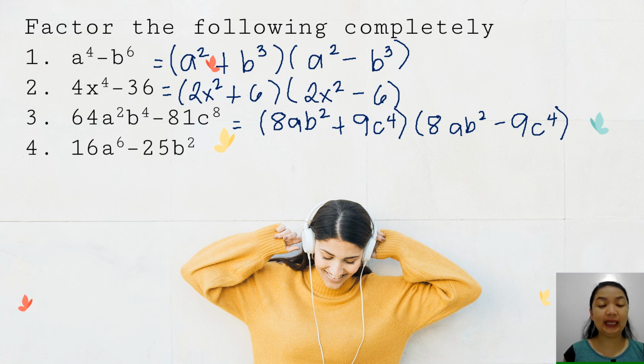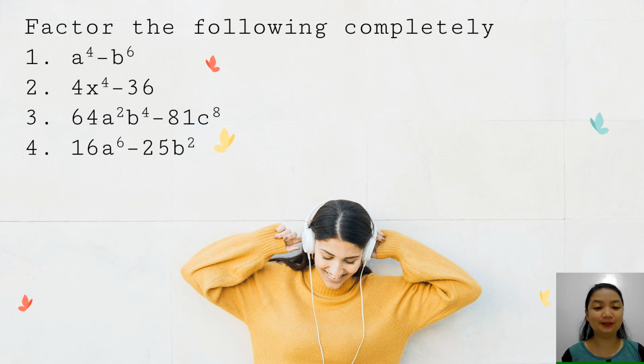How about 16a to the 6 minus 25b squared? Can you do it now? Of course you can. So we have here 4a cubed plus 5b. And the other factor, correct, it's 4a cubed minus 5b.